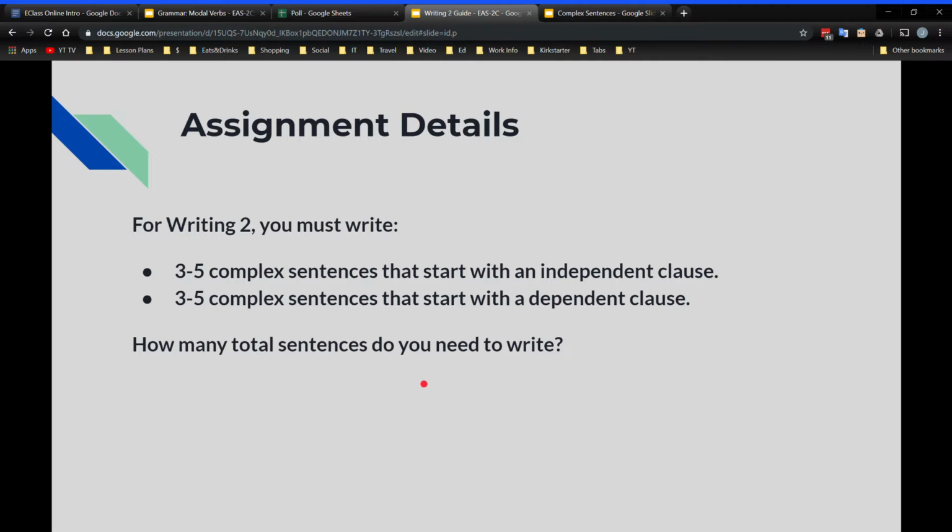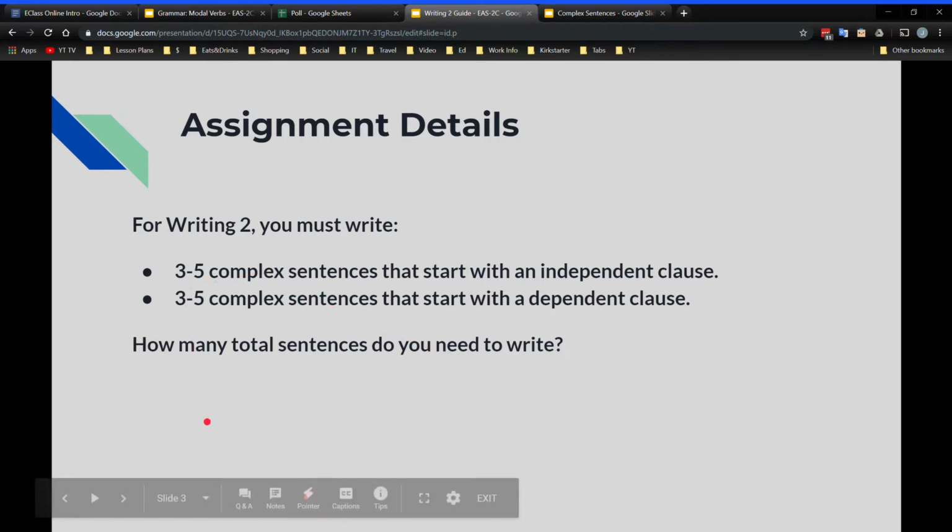for this writing, for Writing 2, you're going to have to write 3 to 5 complex sentences that start with an independent clause, and 3 to 5 complex sentences that start with a dependent clause. So how many total sentences do you need to write? Well, it's really up to you, but I would say 6 is the minimum.